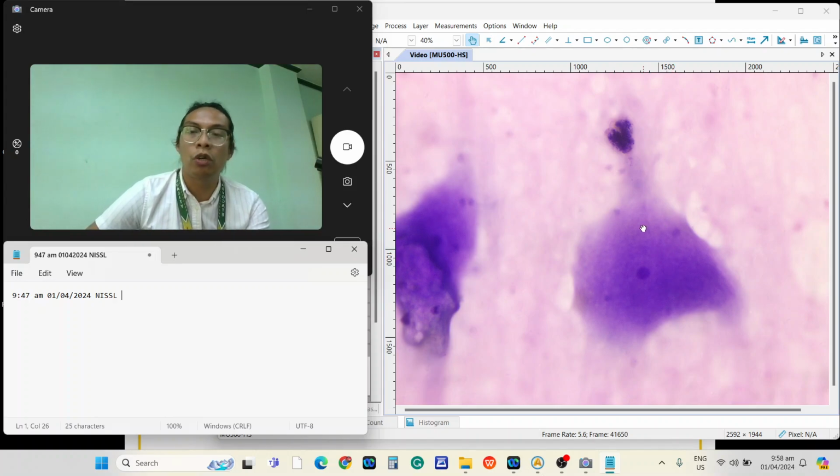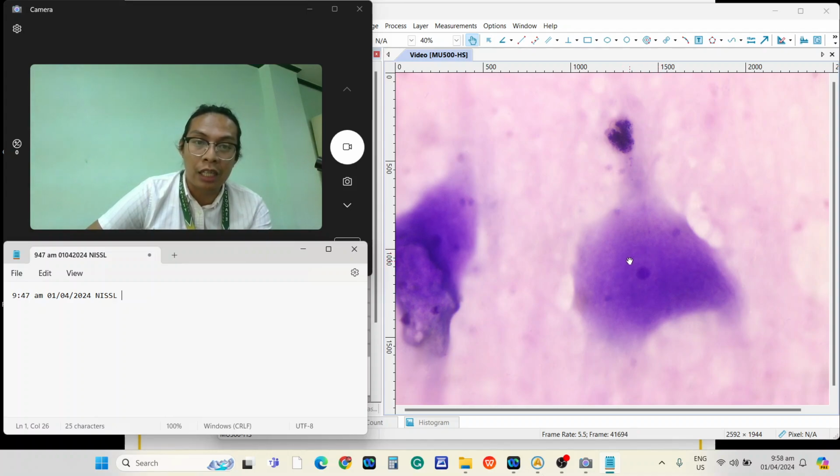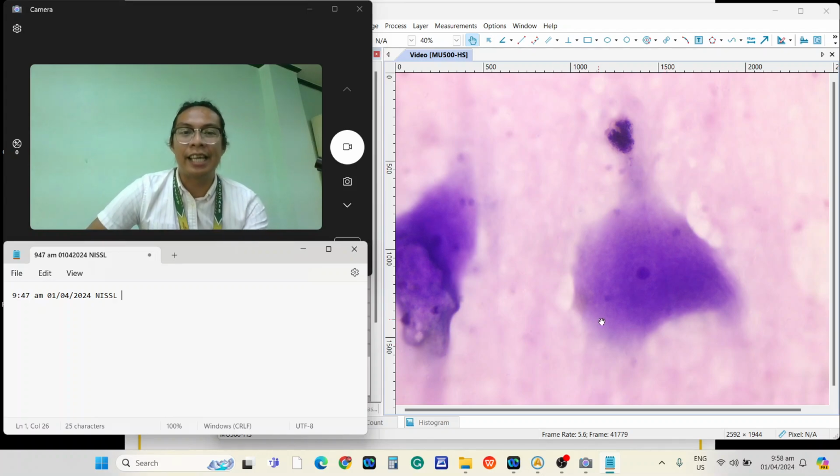Tingnan natin ang nucleus ng neuron. So this is the nucleus of the neuron. Ma-appreciate natin yung iniikutan na aking cursor, that is the nuclear membrane. Etong nasa gitna, hindi pa actually siya ang nucleus. It is only a part of the nucleus. That is a nucleolus. Okay? So that is a neuron.